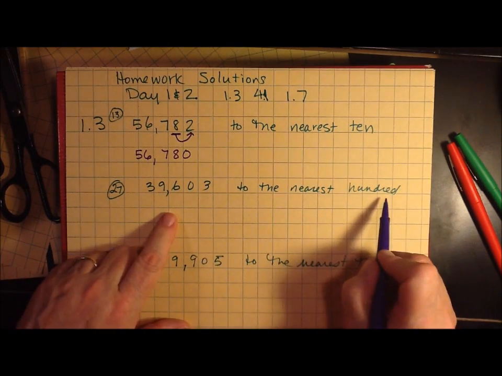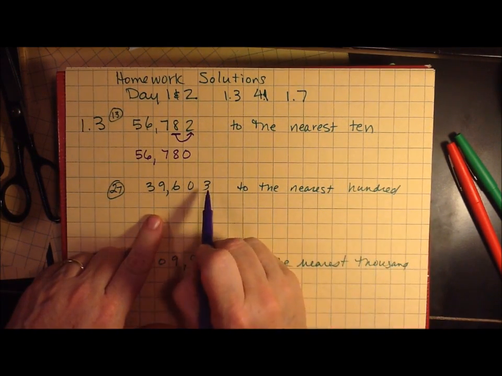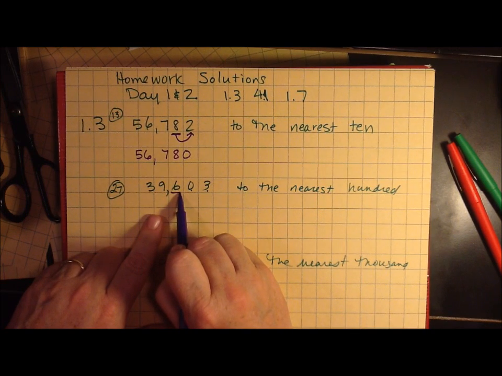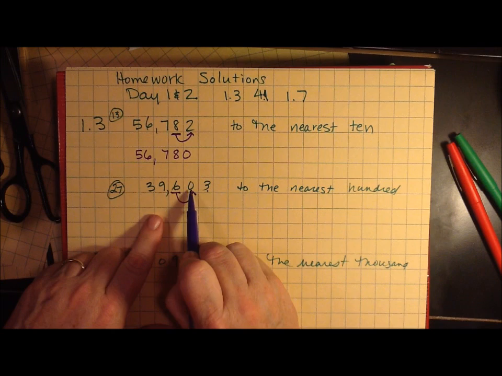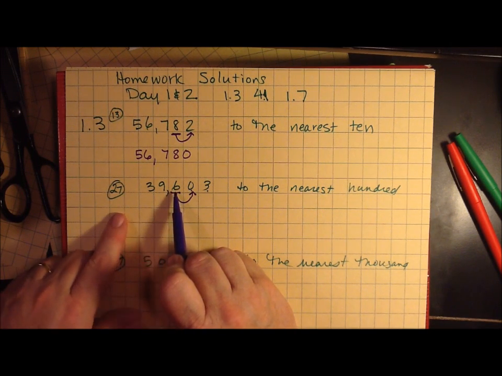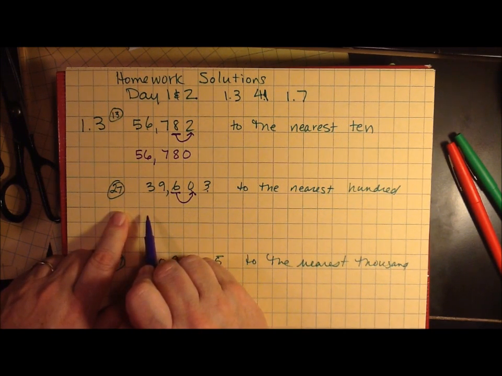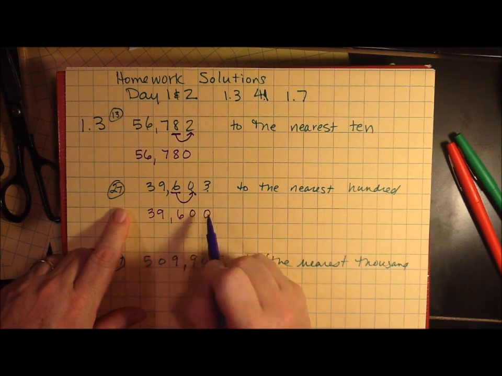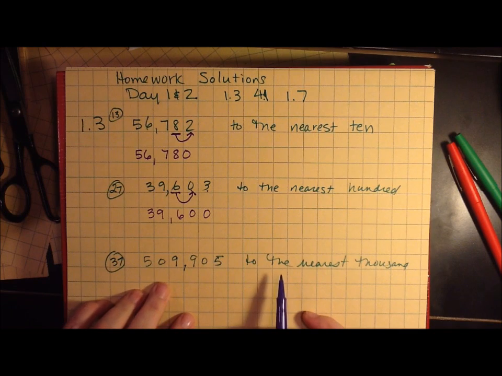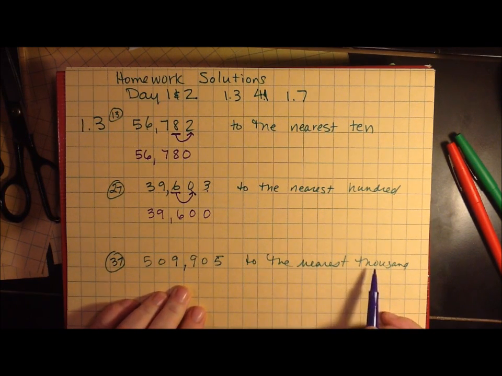The next number wants me to take it to the nearest hundreds. So ones, tens, hundreds. Look at the right-hand neighbor. It's less than 5, so this 6 stays a 6. My new number is 39,600. Finally, this last one wants me to round to the nearest 1,000.